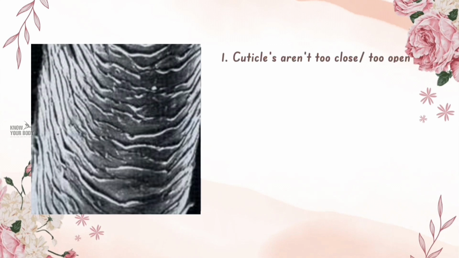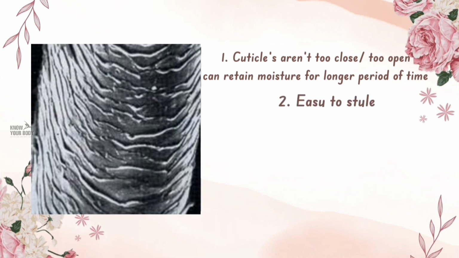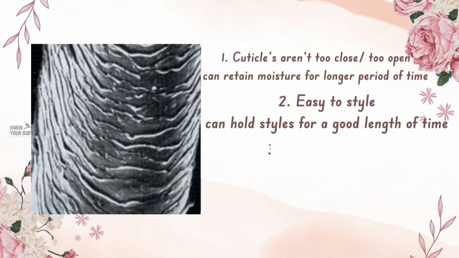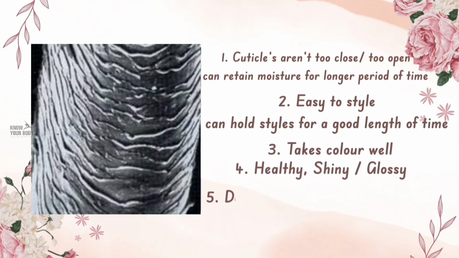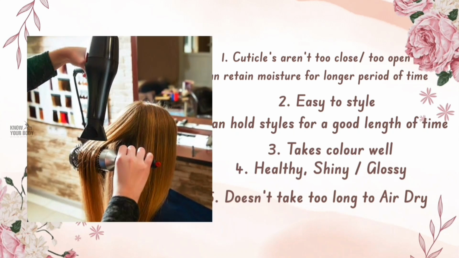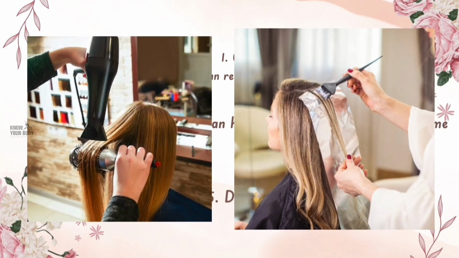The characteristics of medium porosity hair. With medium or normal porosity hair, the cuticles aren't too close together but aren't too open either. This allows moisture to penetrate easily, and it also makes it easier to retain moisture for a longer period of time. You may have medium porosity hair if your hair is easy to style and can hold styles for a good length of time. Your hair takes color well. Your hair tends to look healthy, shiny, or glossy. It doesn't take too long for your hair to air dry. Heat damage and other chemical processes can cause normal porosity hair to change over time.